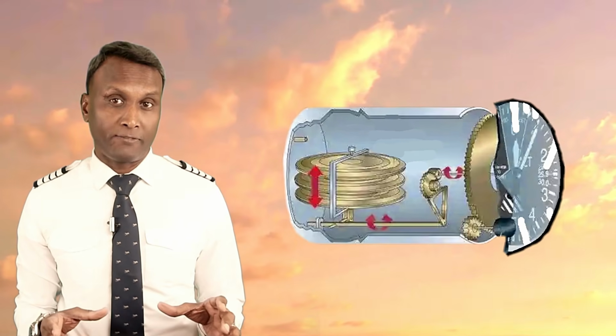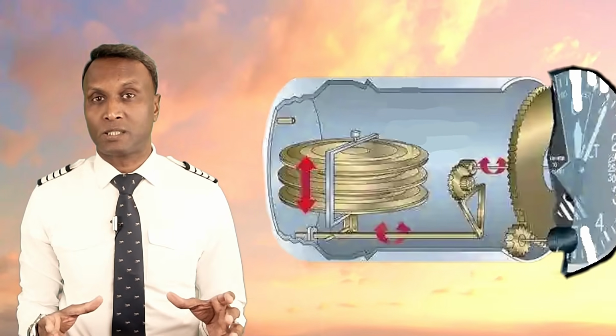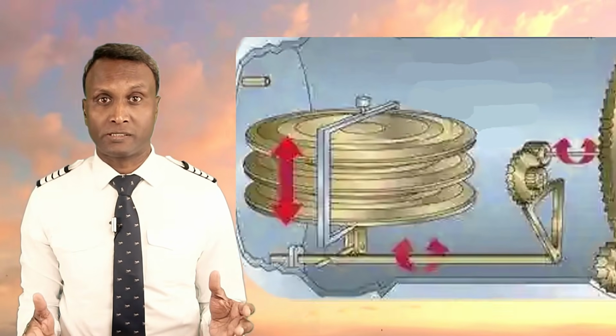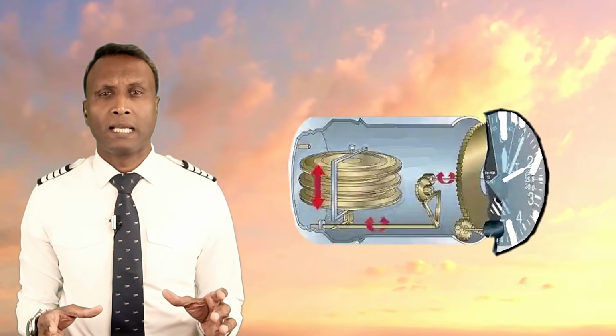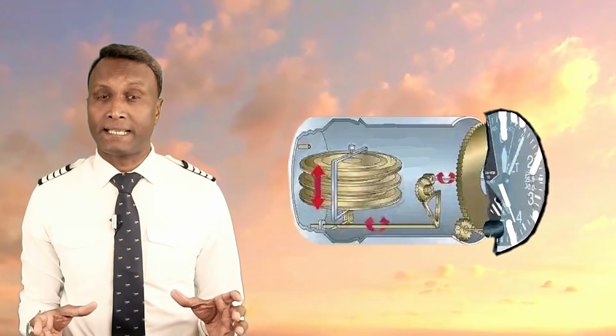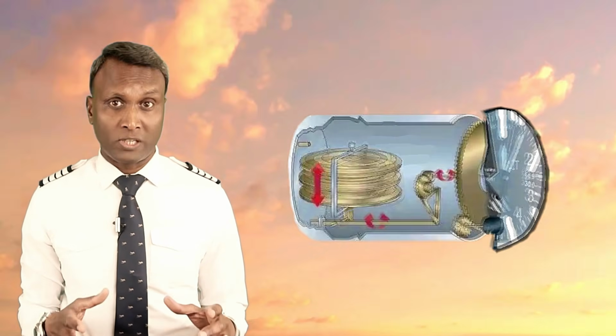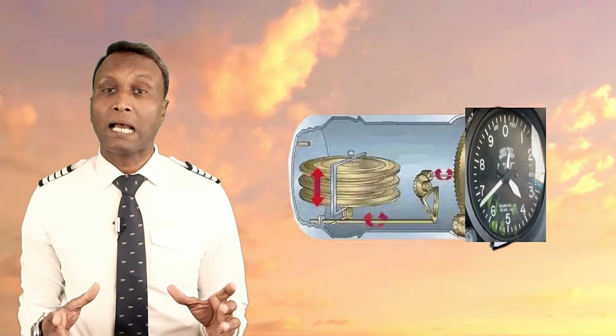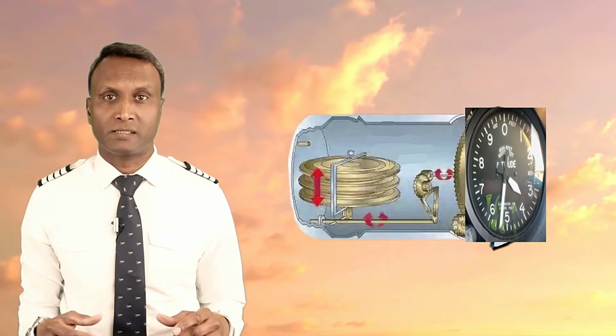This movement of the diaphragm is then connected to a system of gears and mechanical linkages. As the diaphragm moves, it drives a needle across a calibrated dial, which is marked with altitude readings. The gears convert the diaphragm's expansion and contraction into a readable altitude measurement for pilots.